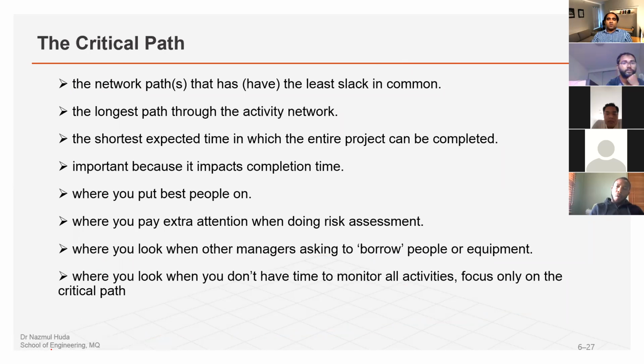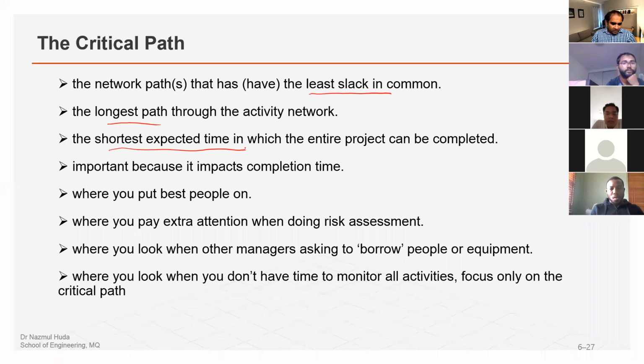Then the critical path, we all know what it is, we've been discussing a lot about the critical path. This is the longest path that has the least slack in common. Look at the keyword here, the least slack. That means the lowest amount of slack, or in most cases, the slack will be 0 on the critical path. This is the longest path and shortest expected time that a project can be completed.